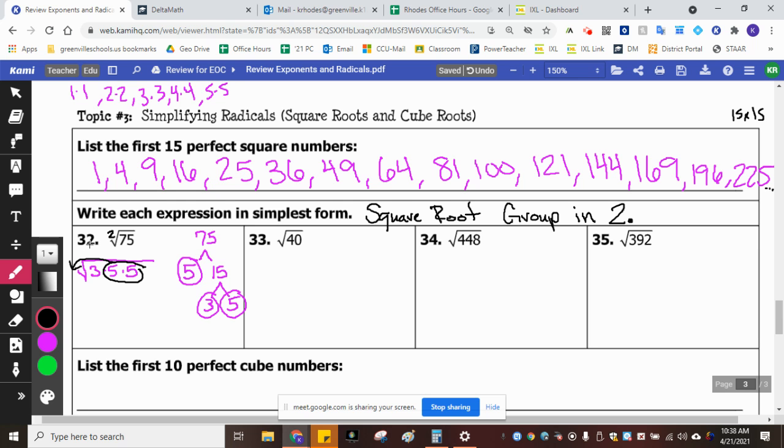All right, so 32. We broke down 75 into all of our prime numbers, 3, 5, and 5. Wrote them in order. 5 times 5 is 25. What is the square root of 25? 5. So 5 comes on the outside. The 3 is on the inside. And that's your answer.